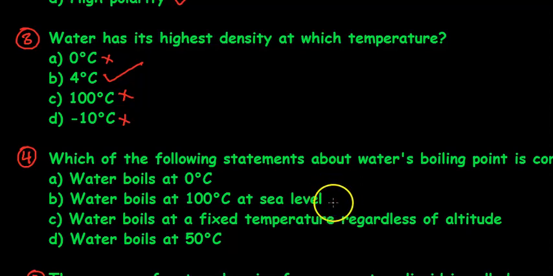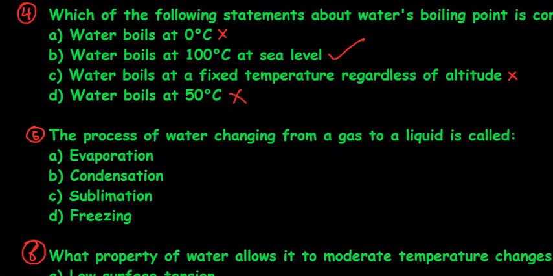The answer is B. If your answer is D, C, or A, they are all wrong. This is the right answer. Let's move to another question. This question says, the process of water changing from a gas to liquid is called what?